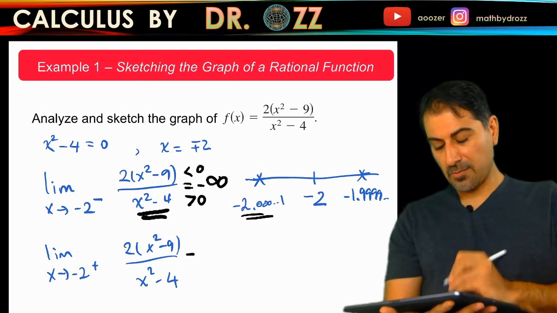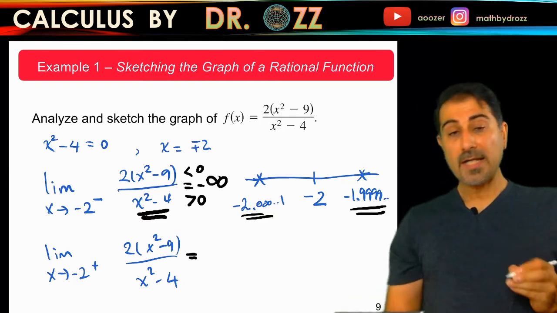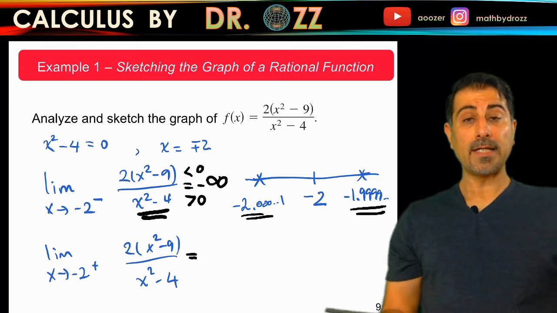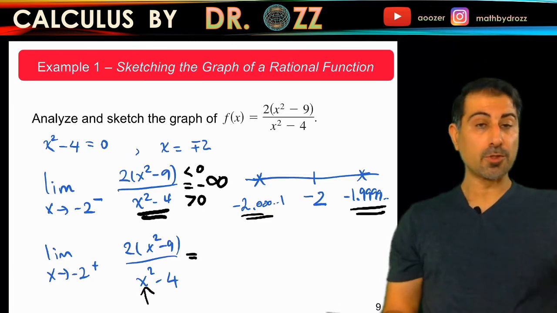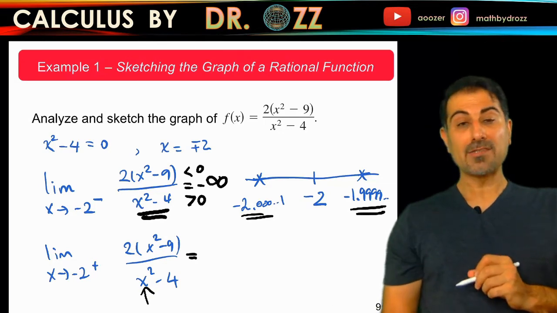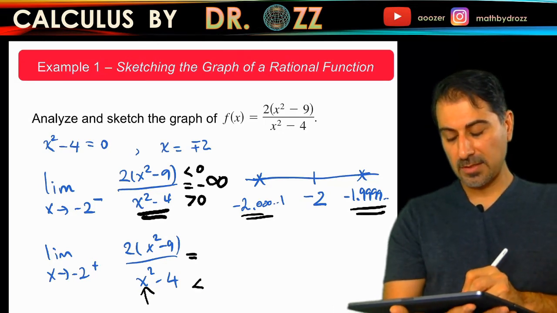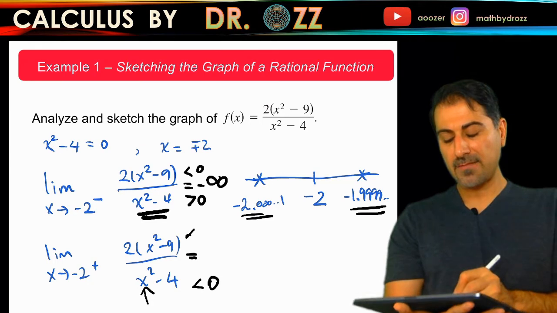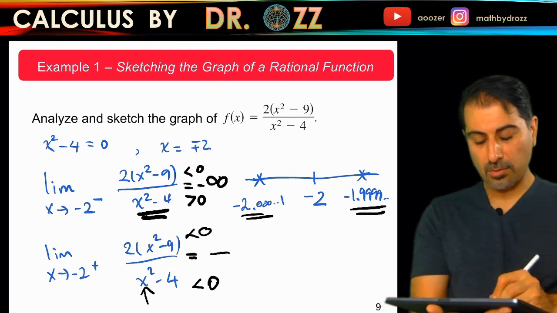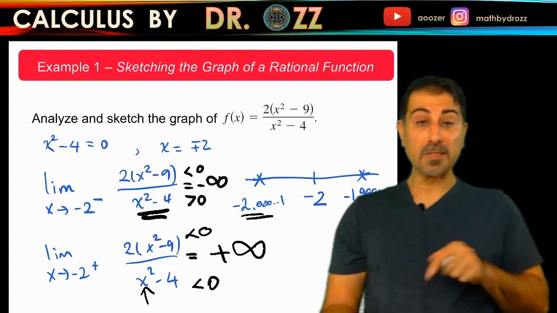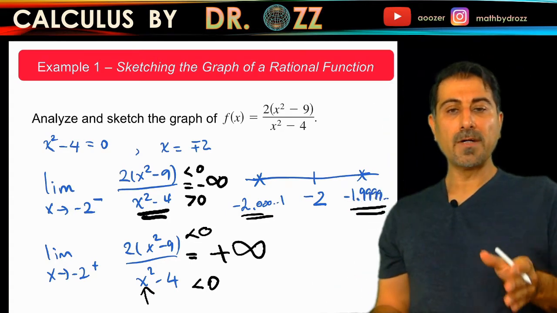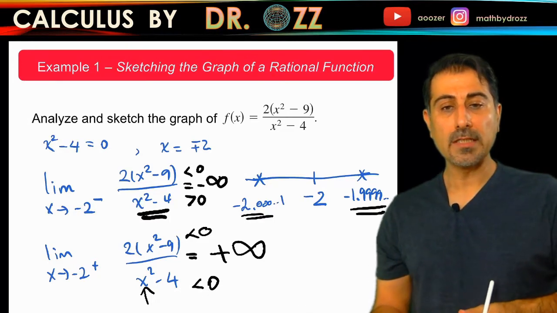Now let's look at this one. We are on the right of negative 2, so we're talking about numbers of the form negative 1.999. The square of that for sure is going to be less than 4. So that number minus 4 is going to be negative, so the bottom is negative. And the top is still negative. You can check that. So negative divided by negative is going to take us all the way to infinity. So we're going to need those limits to determine the behavior of the function on the left and on the right of the vertical asymptote.